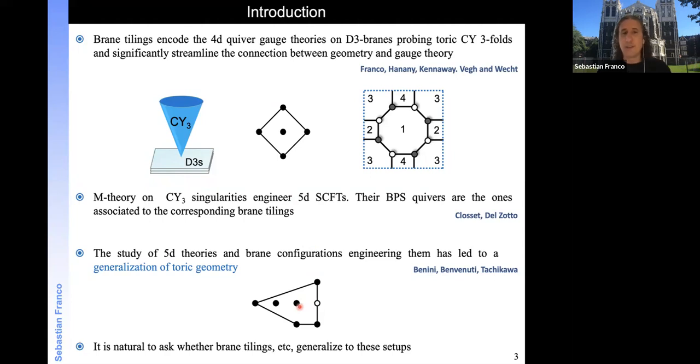So I think it's a very natural question to ask, if this looks not totally different from this, whether there's a natural generalization of brane tilings, or the type of object that corresponds to this type of objects. And if so, what the applications are. So we're going to talk about some of these things today.